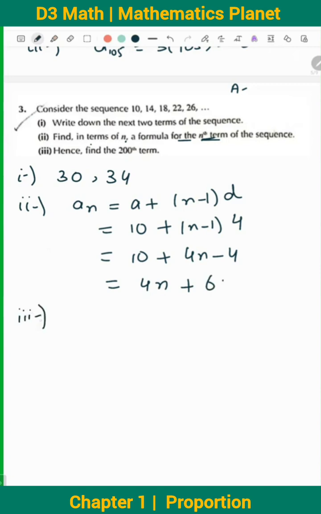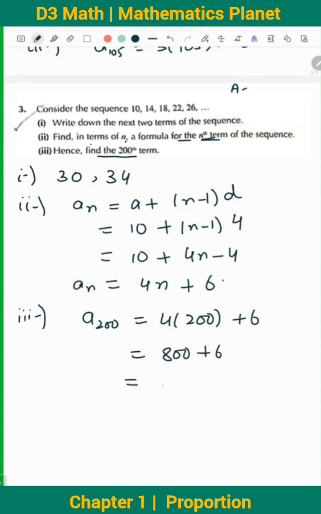Okay. So find the 200th term of the sequence. So a 200 is equal to 4 times 200 plus 6. 800 plus 6, 806.